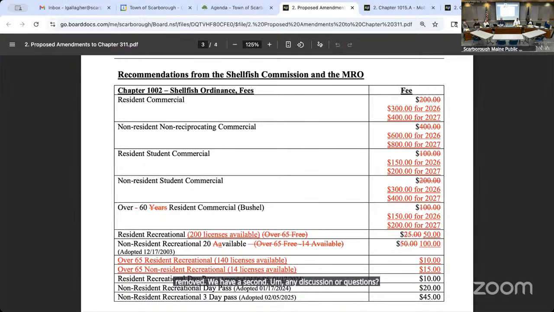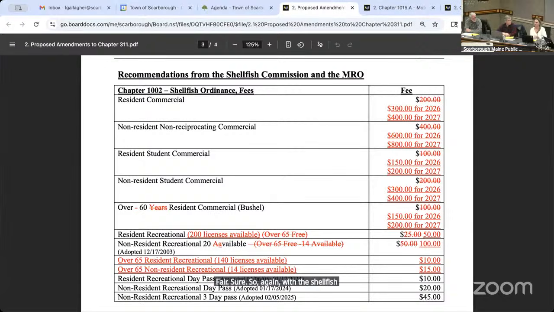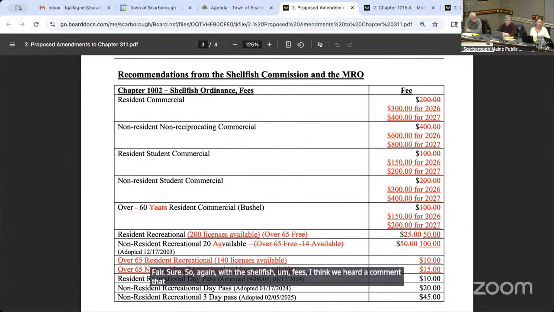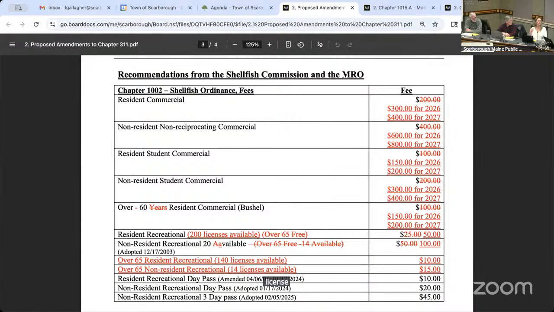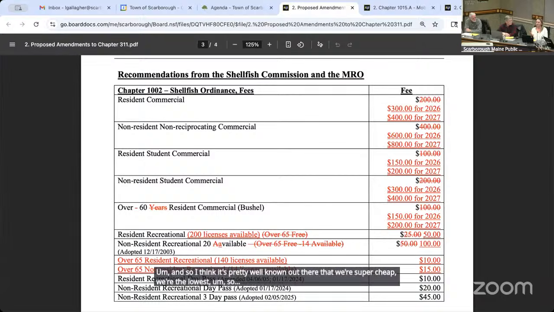Karen? Sure. So again, with the shellfish fees, I think we heard comment that the community was actually okay with it. I also just want to say anecdotally, there's a Portland, Maine Facebook page, and someone was asking where can I get a license? And they said, go to Scarborough, it's super cheap. So I think it's pretty well known out there that we're super cheap, we're the lowest.